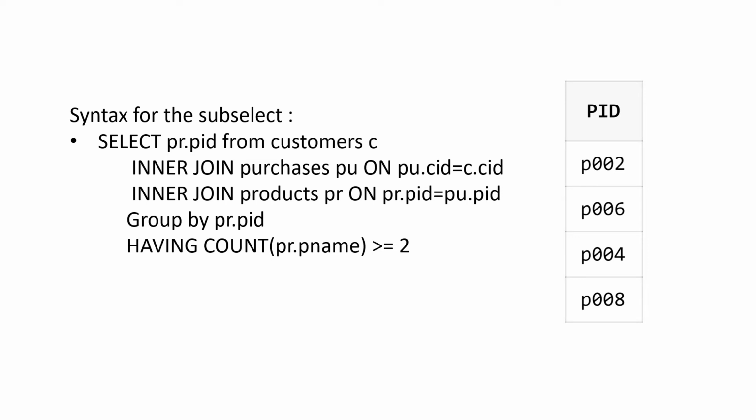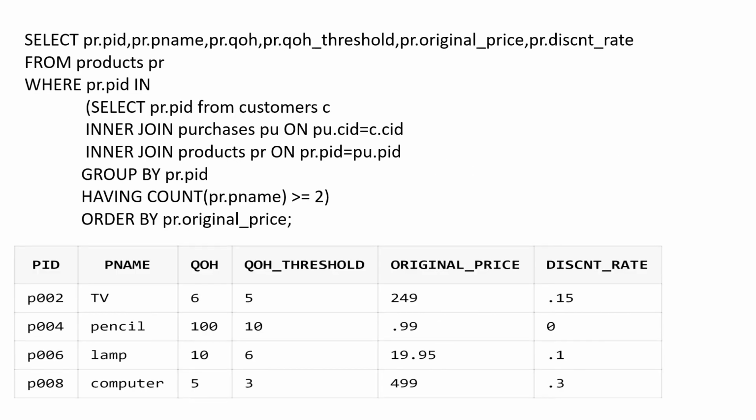Now, using this subselect statement, we're getting the PID, using which I'm retrieving all the attributes of the product, and at the end, I'm sorting the table by their original price. So this is a full select statement where I've used the subselect statement in it first, and then I've used the select statement where the subselect statement is ordered by the original price. This is the full select statement syntax.